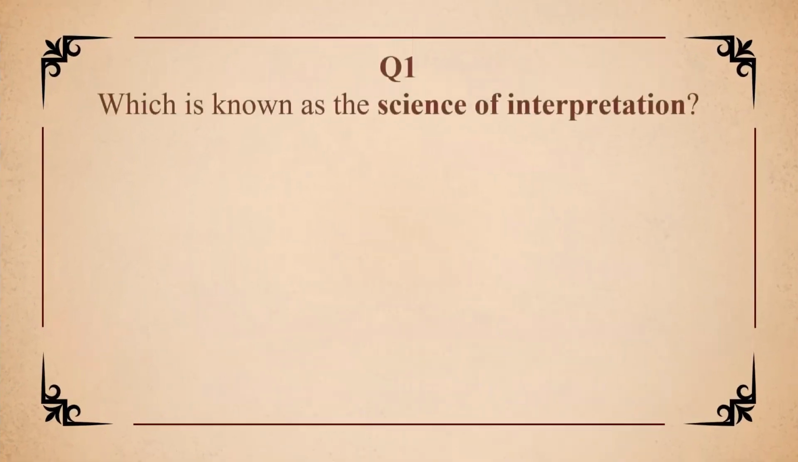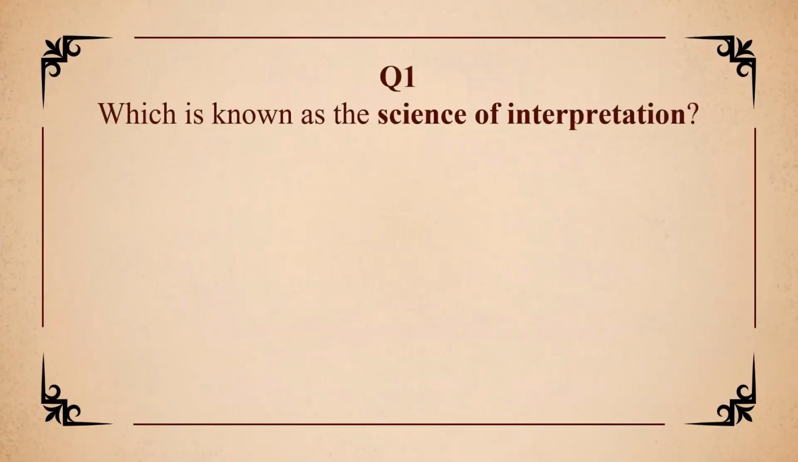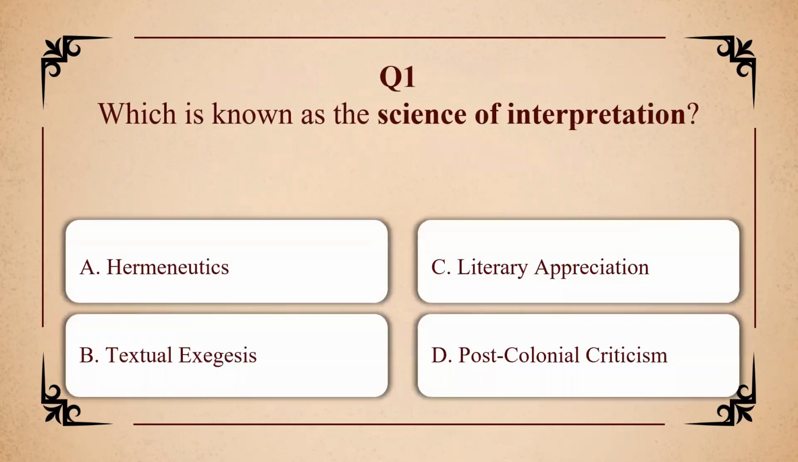Number 1. Which is known as the science of interpretation? A. Hermeneutics. B. Textual exegesis. Letter C. Literary appreciation. Or D. Post-colonial criticism. The answer is letter A.